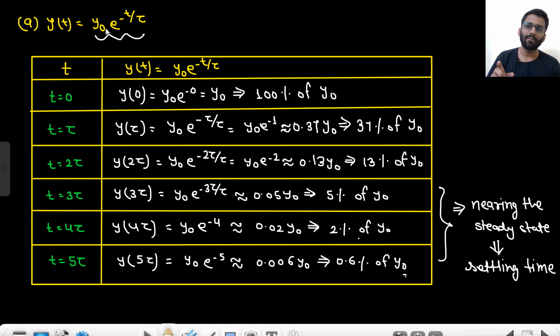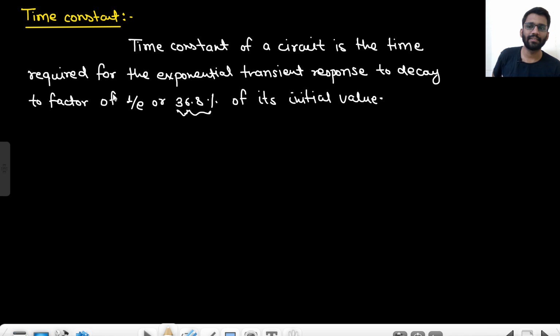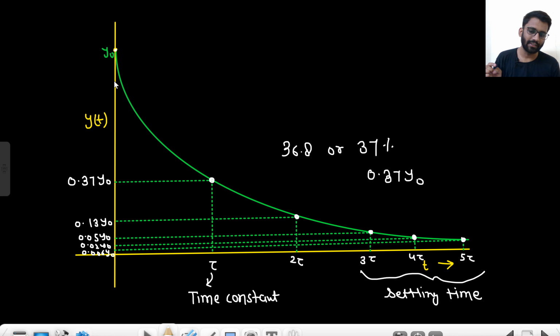So in this graph, what is the transient part? The complete graph is the transient part, right? The complete function is itself the transient part. So what we are saying is, the time constant of a circuit is the time required for the exponential transient response to decay to a factor of 1 by e, or 36.8% of its initial value. So from y naught it is decaying down to 37% of its initial value.